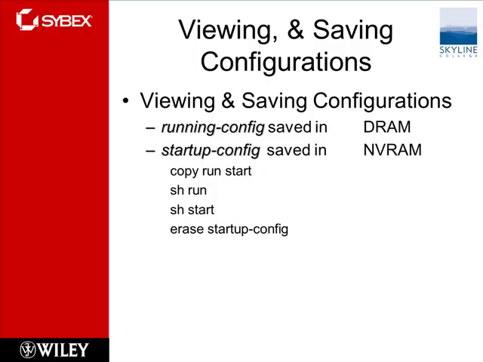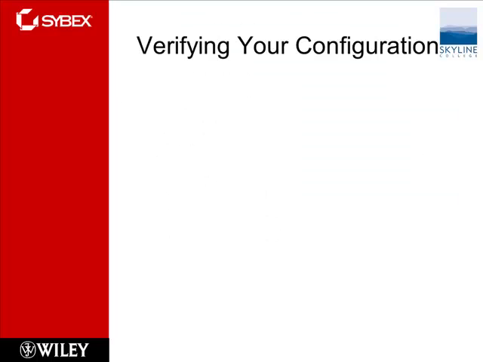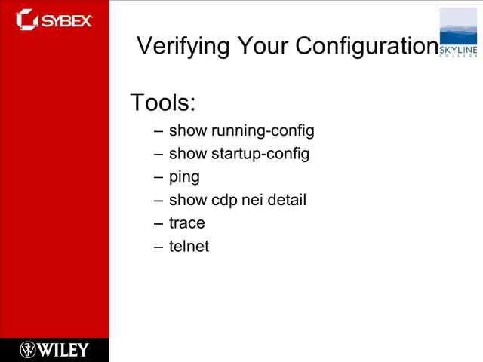Viewing and saving: running config is saved in DRAM. Startup config is saved in NVRAM: copy run start, show start. Erase the startup config is going to erase what's stored in NVRAM, and then if you restart it, you don't have anything changed. You need to put something in there. When you do these configurations, save them.